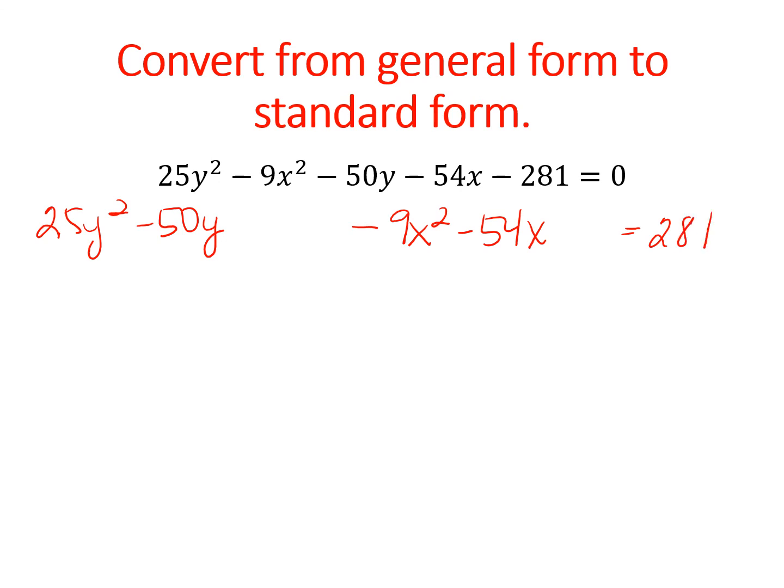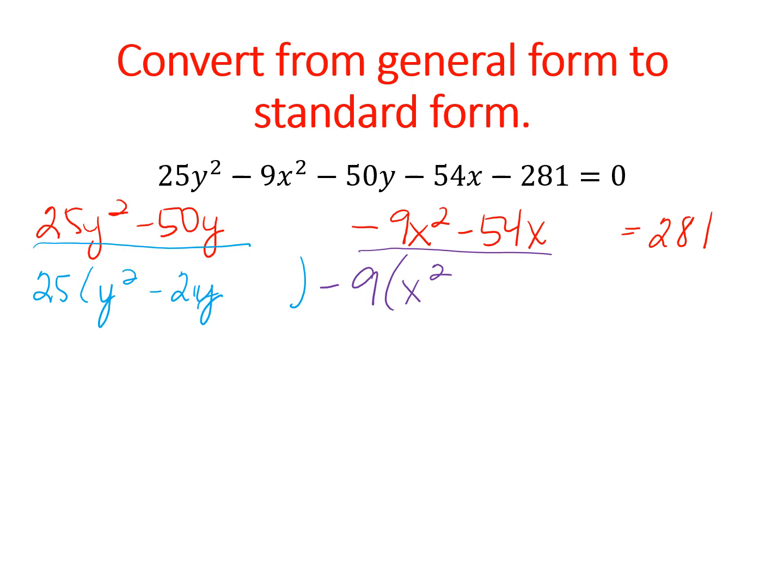Then we need to take out the GCF for the coefficients. So for the y's, that would be 25, and that would leave us with y squared minus 2y. And then for the second part of the equation, again, I'm doing the GCF of the coefficient, so I would factor out a -9, which gives me x squared, and then remember a negative of a negative is a positive, so plus 6x. And then we still have our 281.